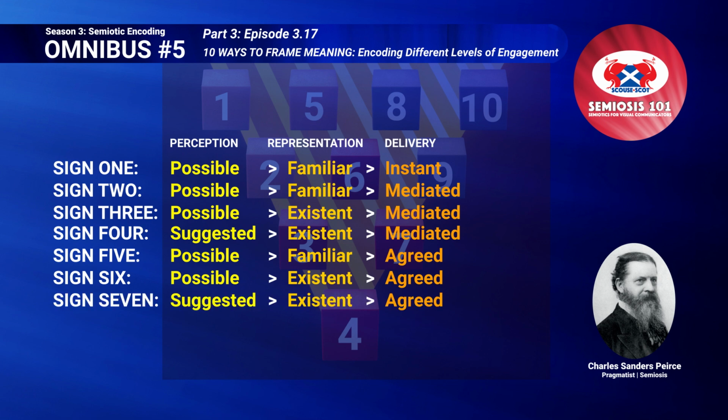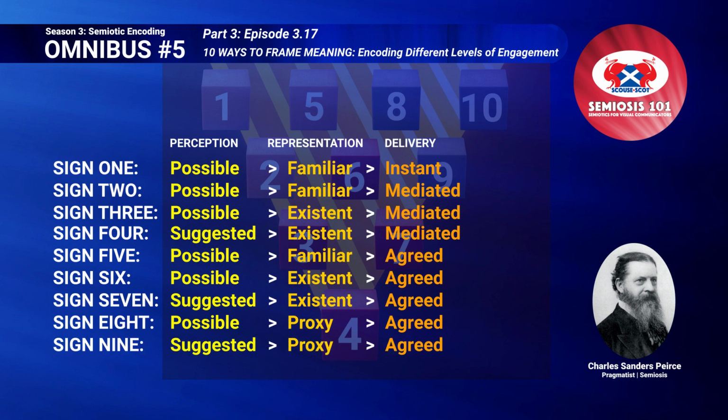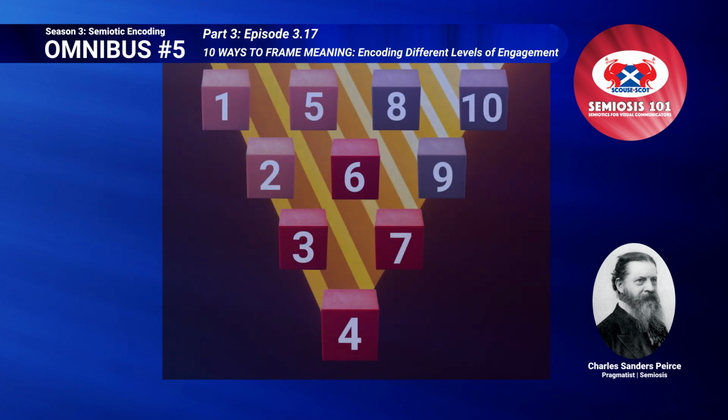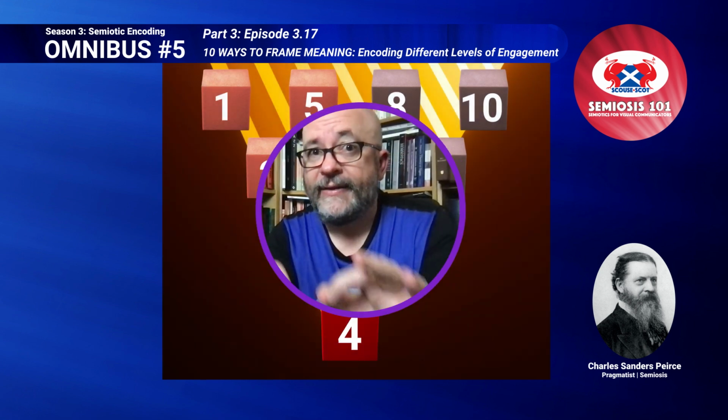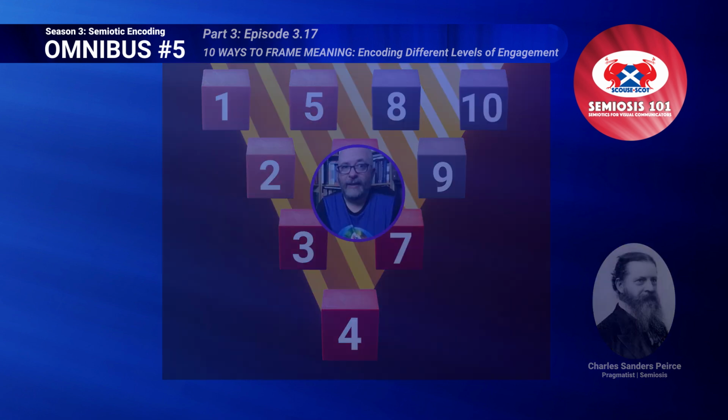Sign 7, suggested existent agreed. Sign 8, possible proxy agreed. Sign 9, suggested proxy agreed. And sign 10, resolved proxy agreed. But so what, I hear you cry. Come back for the next 2 episodes to see how these sign classes work in actual design and illustration examples.